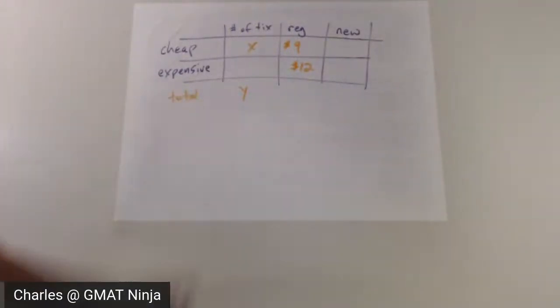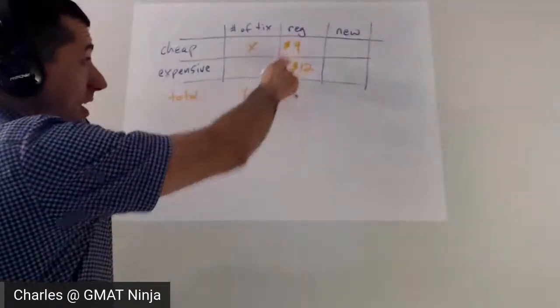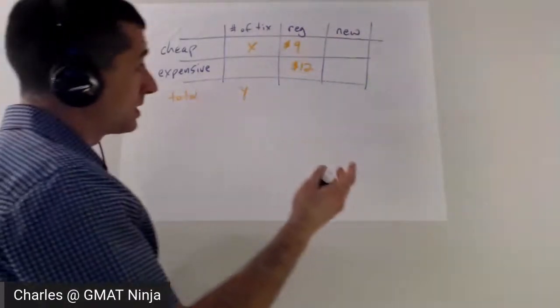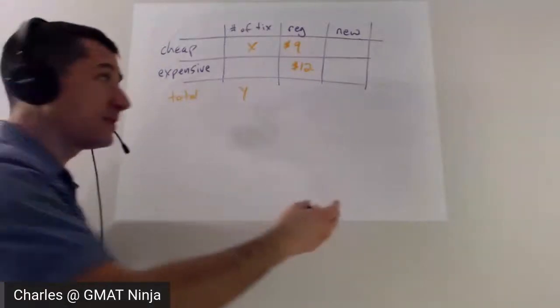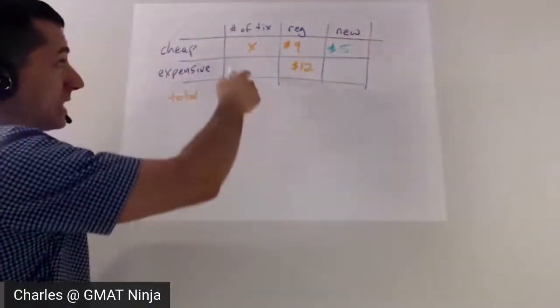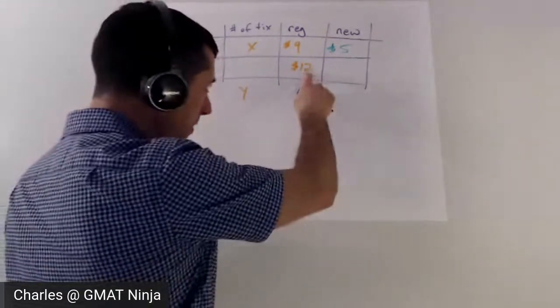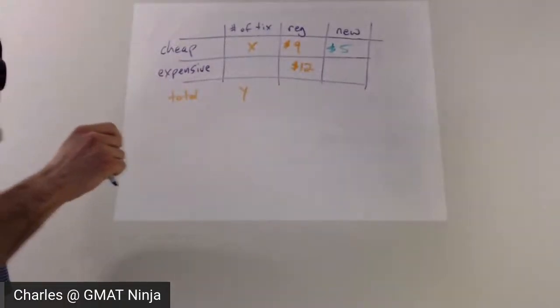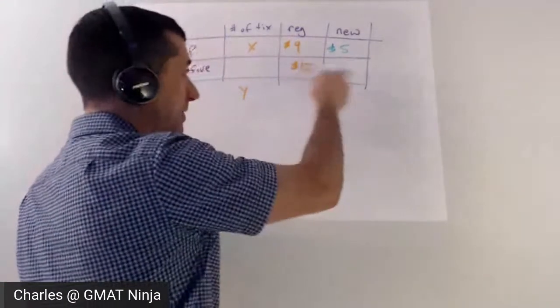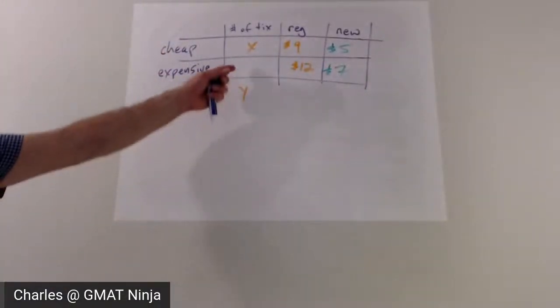So in this case, I'm just gonna set up a little chart. So we've got the cheaper tickets. They start at $9. And what's the price of those? Well, it's half the price plus 50 cents with the discount. So that makes it $5. We've got the expensive tickets, and I'm going to hang off on filling this in for a second. Those start at $12. And the final price of those is going to be half that plus $1. So we get $7.